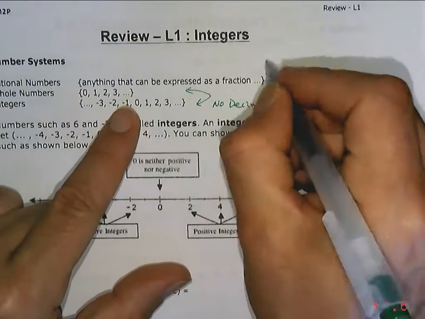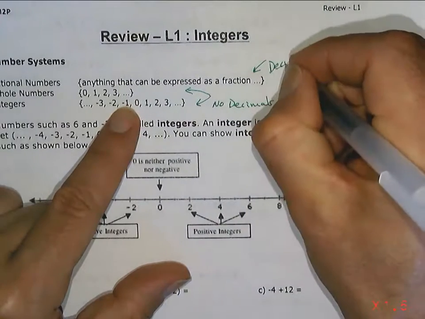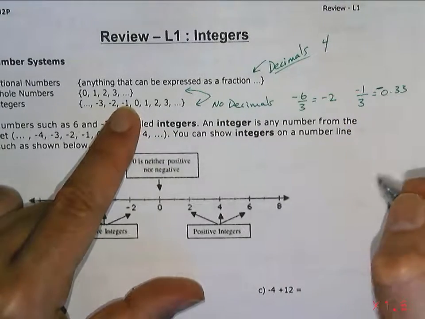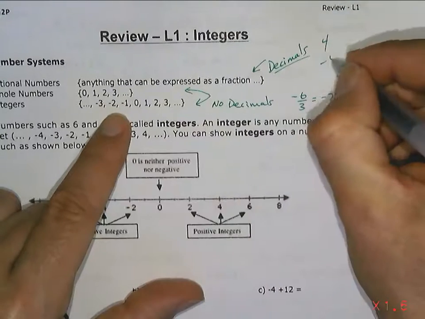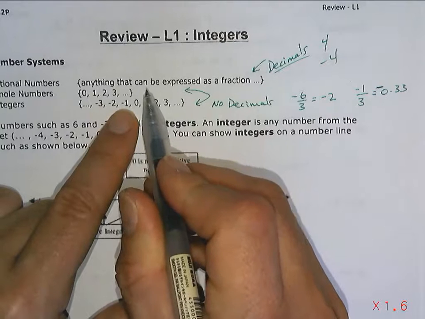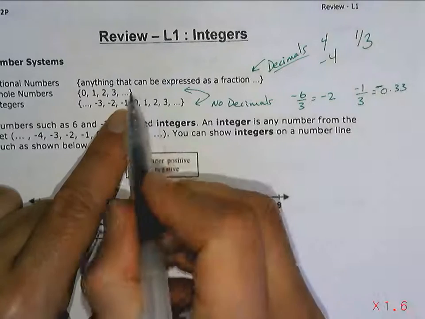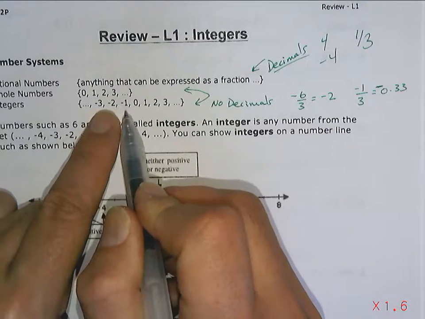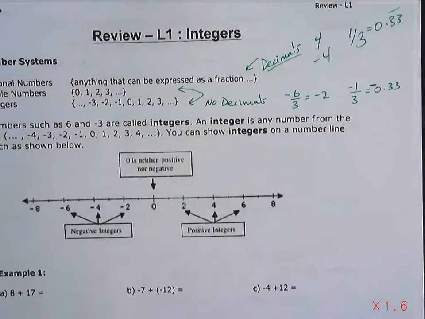A rational number is anything that can be represented as a fraction. So this includes decimals. Okay? So 4 is a rational number, a whole number, and an integer. It's all three. -4 is only an integer and a rational number. It's not a whole number because it's negative. And 1/3 is a rational number. It's not a whole number and it's not an integer. And remember, that is represented by 0.33333 repeating.